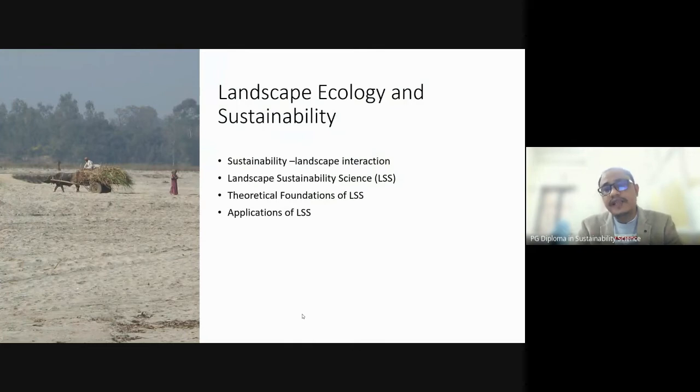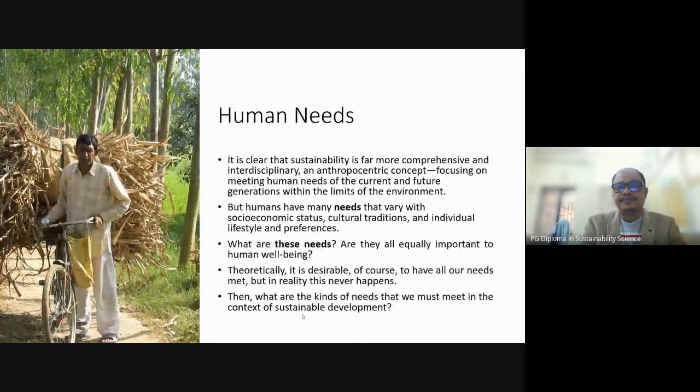Now, let us come to the basic, important area which we need to understand as students of sustainability. How is landscape ecology very much important in studying sustainability, right? That can be looked into through sustainable landscape interaction, landscape sustainability science, the theoretical foundation of landscape sustainability science, and the application of landscape sustainability science, right? When we are talking about sustainability, we are continuously discussing these issues. It is about that nature-society interaction.